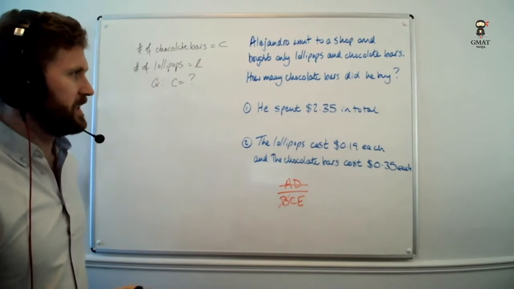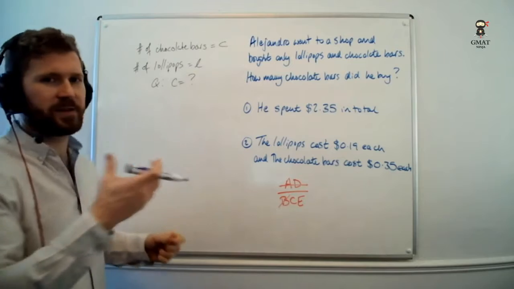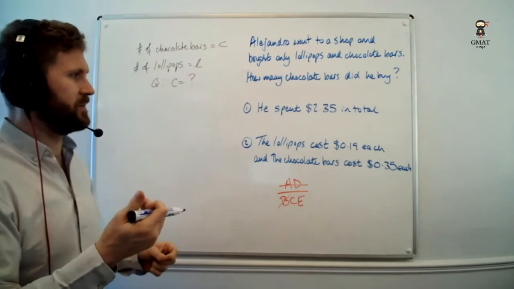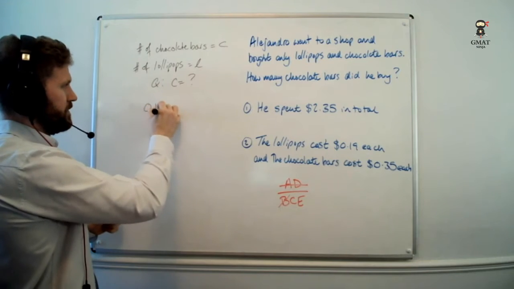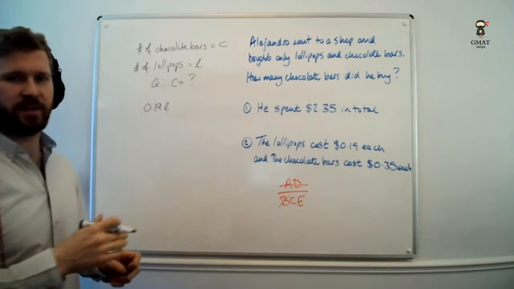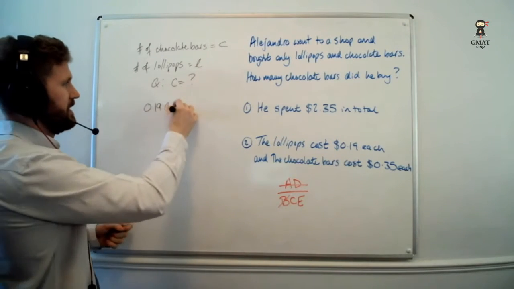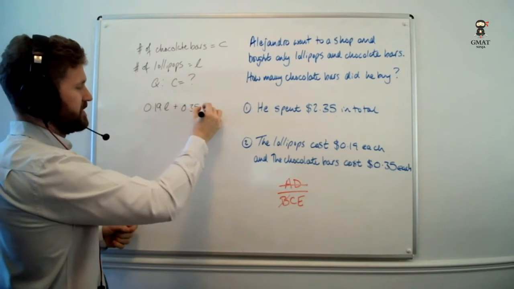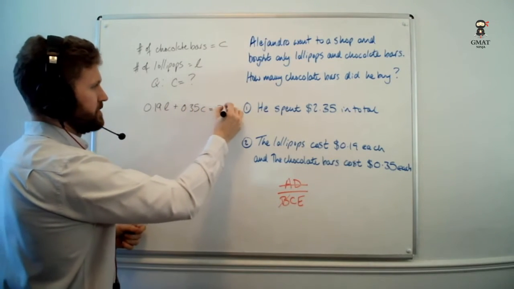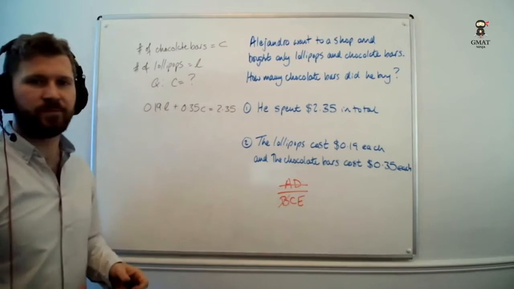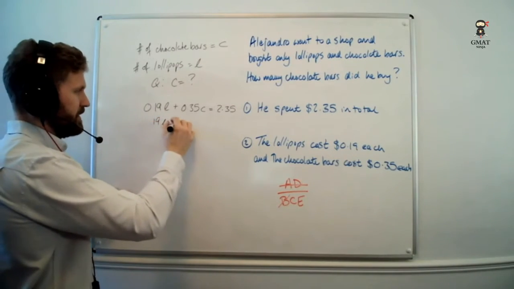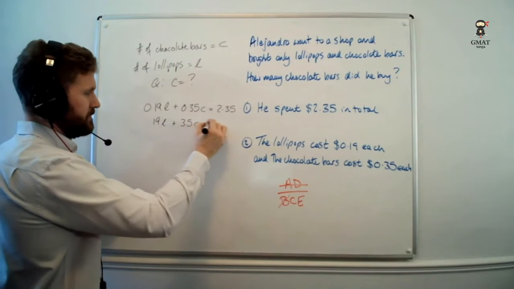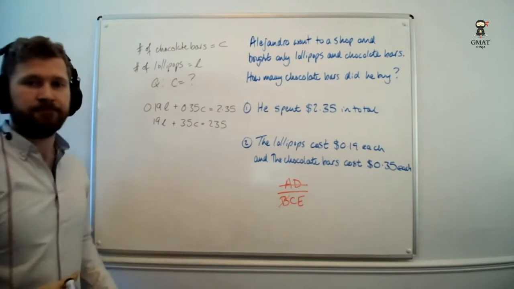Now, if I put them together, well, then I've got something I can create an equation out of. So the lollipops, L, so we could say that 19 cents times L, or 0.19 times L, plus 0.35 times C equals 235. Now, just to make this simpler, I'm going to multiply everything by 100, and we get an equation.